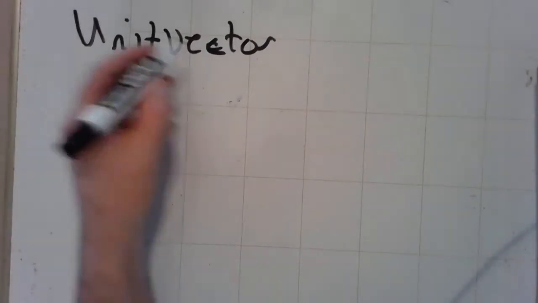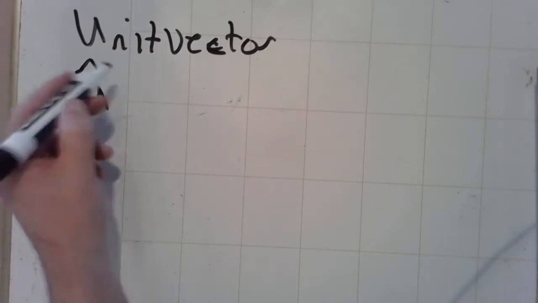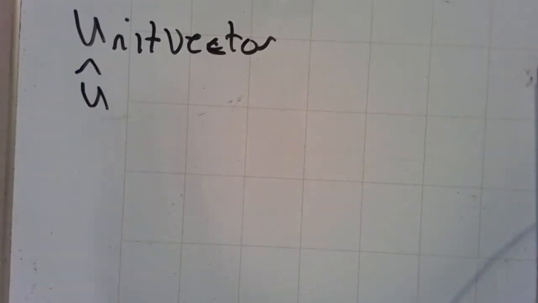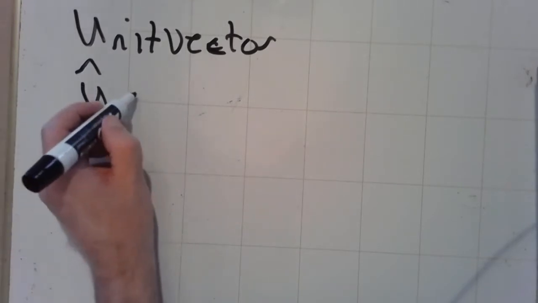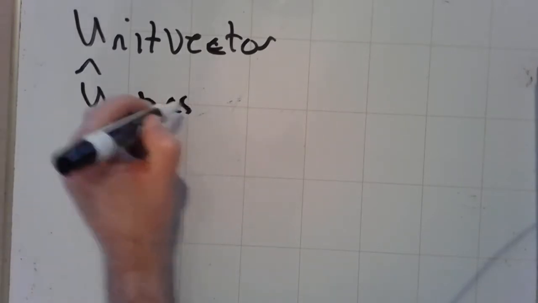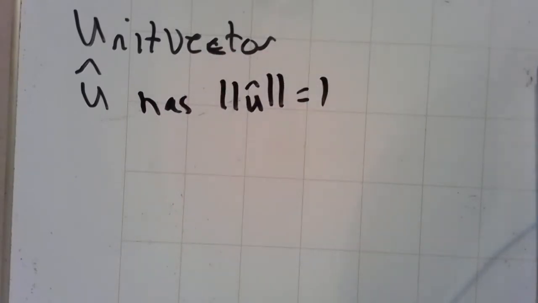All right, let's talk about unit vectors. For a unit vector, instead of putting the little vector symbol on top, we give it a special symbol. We put a hat on there. We would say u hat. What makes this a unit vector is it has magnitude 1.